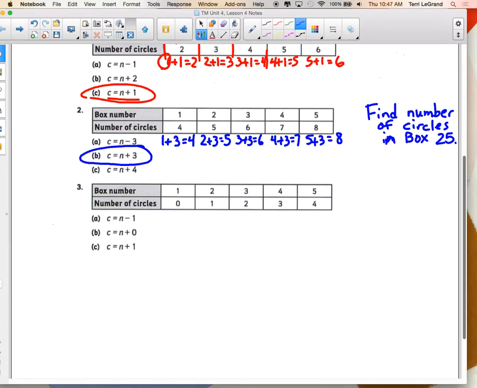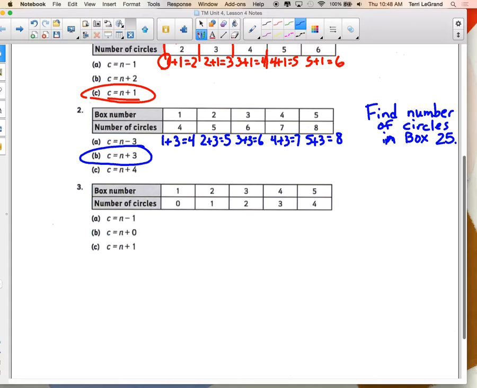What'd you get, Paikia? 28 circles in box 25. Anybody else get that answer? Okay, Cheyenne did. Wade did. Harley did. Sylvia? Okay. 28 circles in box 25. Anybody else have a different answer they want to challenge with? Okay, tell me how to do the work for this one.